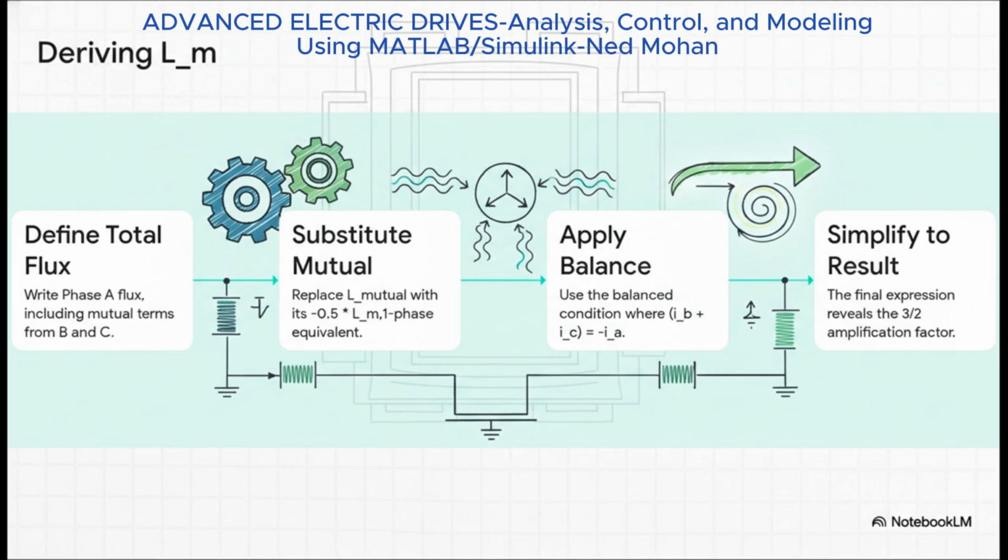Now this is where the magic really happens. We're going to walk through these 4 steps and put everything together. We'll define the total flux, we'll plug in our term for mutual inductance, and then we'll use that balanced current condition. And when we do, something really fundamental about how these 3 phases work together just pops out.